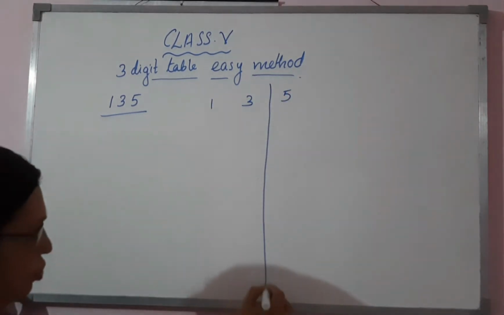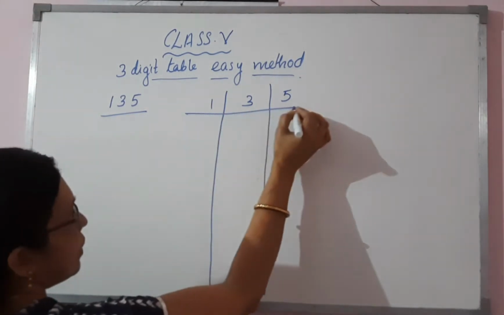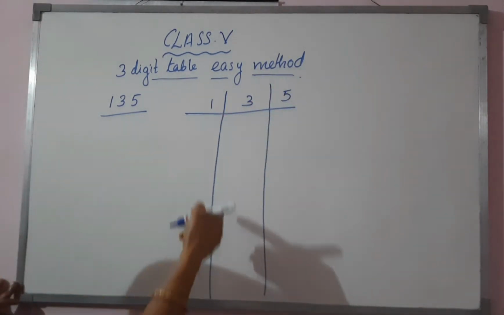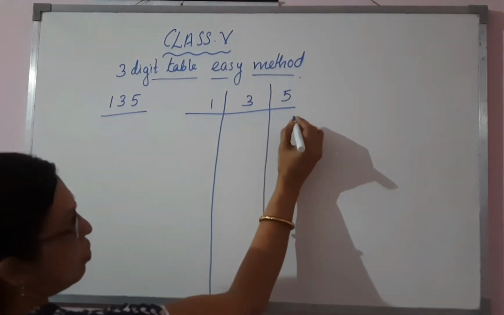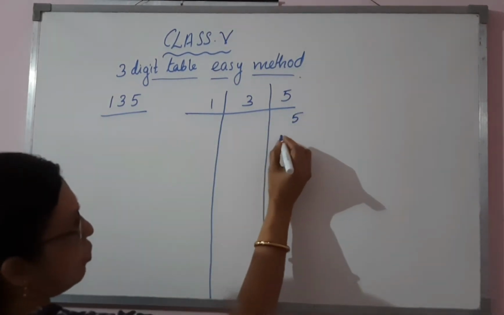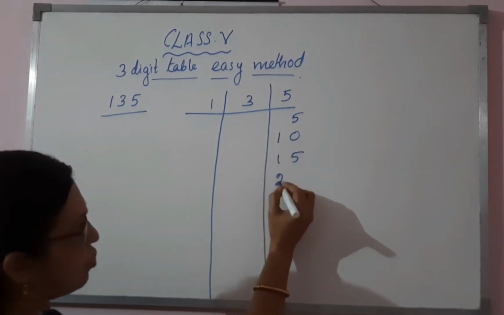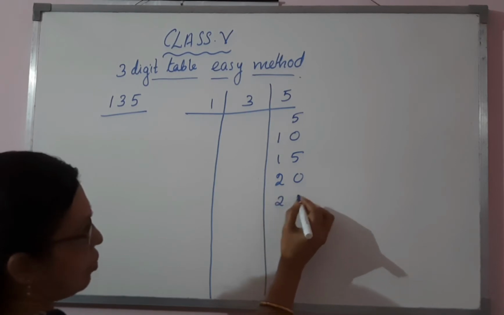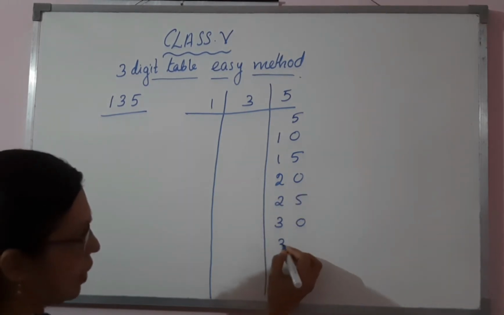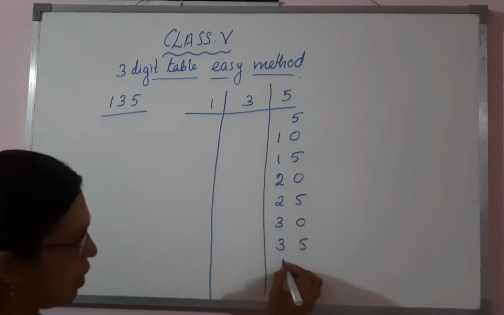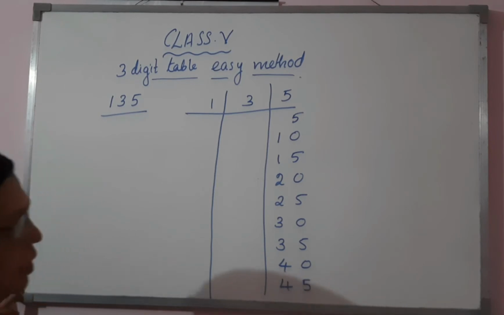Now I am going to separate them by lines. We can write the table of 5, the table of 3 and the table of 1. All of you know the single digit tables. So 5 1s are 5, 5 2s are 10, 5 3s are 15, 5 4s are 20, 5 5s are 25, 5 6s are 30, 5 7s are 35, 5 8s are 40 and 5 9s are 45. Up to 5 9s is enough.